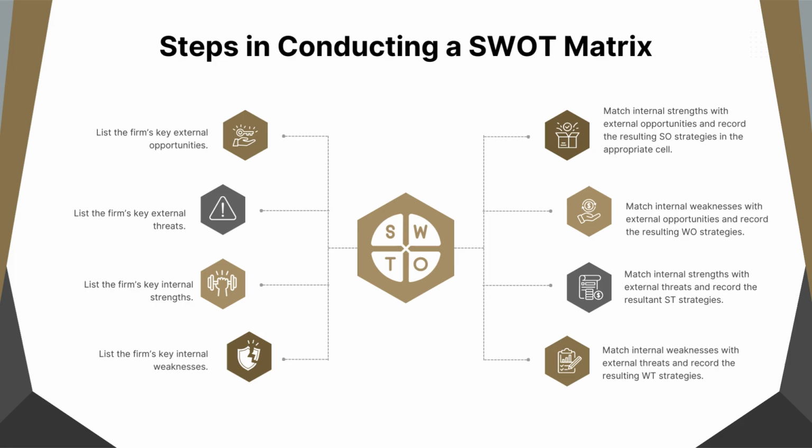Match internal strengths with external opportunities and record the resulting SO strategies in the appropriate cell. Match internal weaknesses with external opportunities and record the resulting WO strategies. Match internal strengths with external threats and record the resultant ST strategies. Match internal weaknesses with external threats and record the resultant WT strategies.